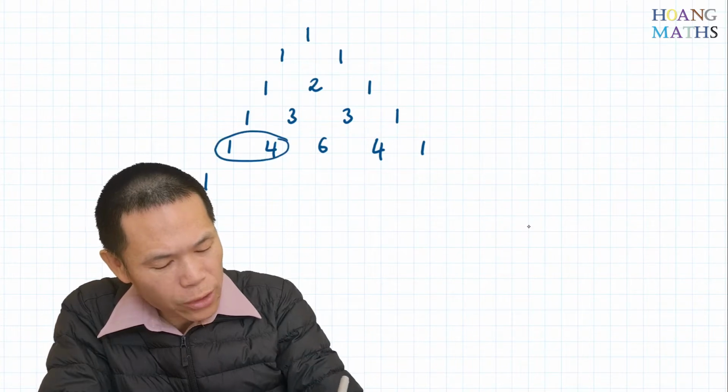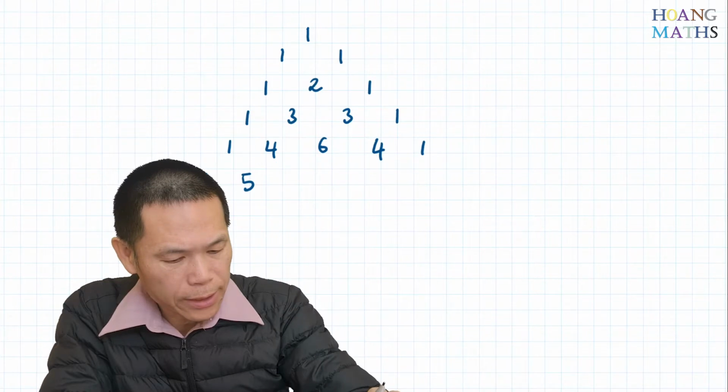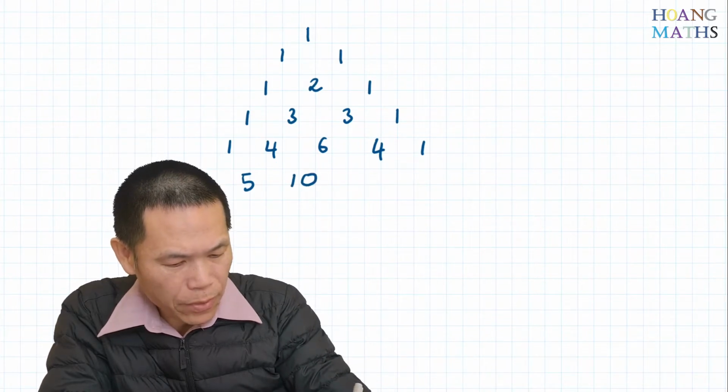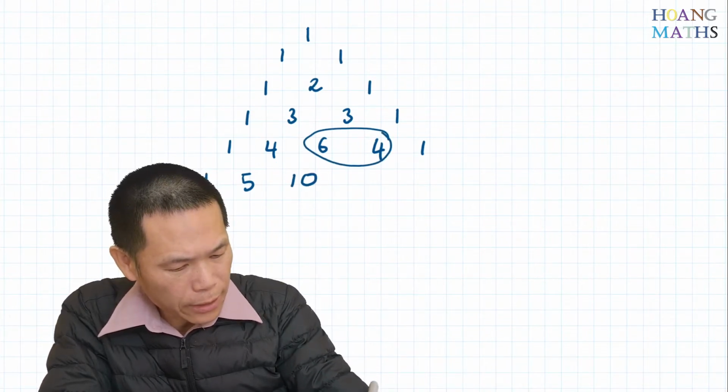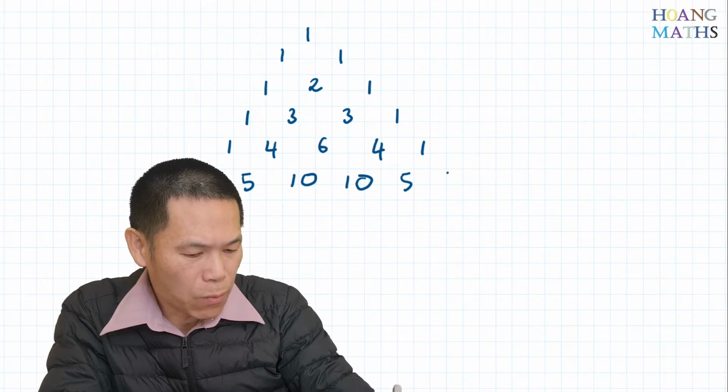And we add these two together, that is 5. And these two add together is 10. So write 10 down. And these two add together is 10. And 4 plus 1 is 5. And then end with 1.